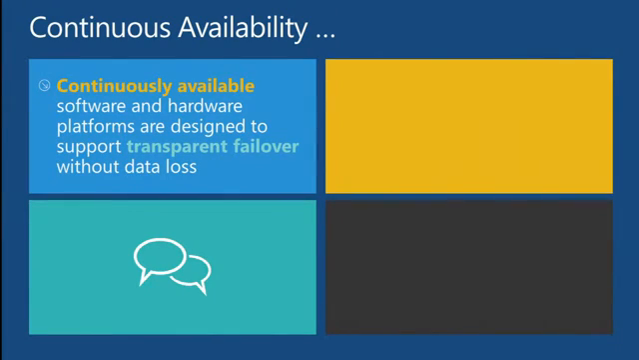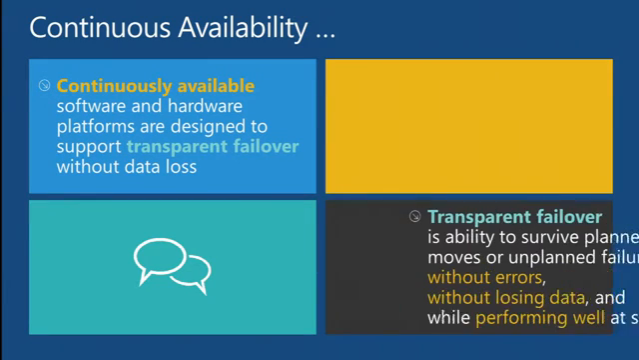So we came up with this term that we called continuous availability. Continuous availability, or sometimes you'll hear us refer to it as CA. Continuous availability is software and hardware that can support transparent failover without data loss. Well, what does transparent failover mean?